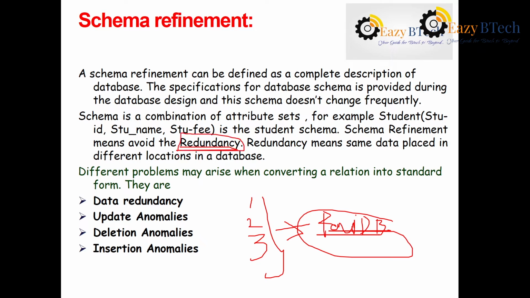The first feature of DBMS compared to the file processing system is avoiding redundancy. Redundancy means data duplication. Data may be placed in different locations; the same data may be stored in different locations. Different problems may arise when we convert the relation into a standard data form. What are those? Data redundancy, update anomaly, deletion anomaly and insertion anomaly. Basically, these are the problems.